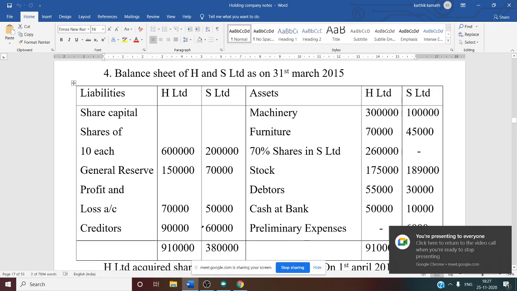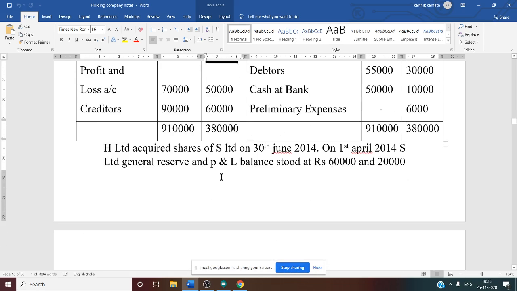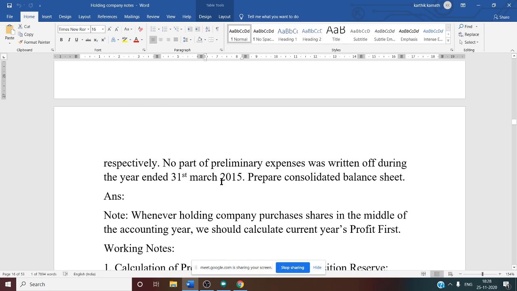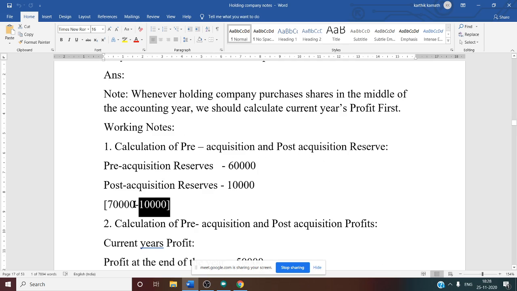See this balance sheet. If you see, there is a reserve column. Under reserve, you have to see reserves of subsidiary. What is the reserve of subsidiary? 70,000. 70,000 is the reserve of subsidiary. So this is the total reserve of subsidiary. So total reserve of subsidiary minus pre-acquisition reserve of subsidiary, you will get post-acquisition reserve of subsidiary. So what is the post reserve? 70,000 minus 60,000 is 10,000.